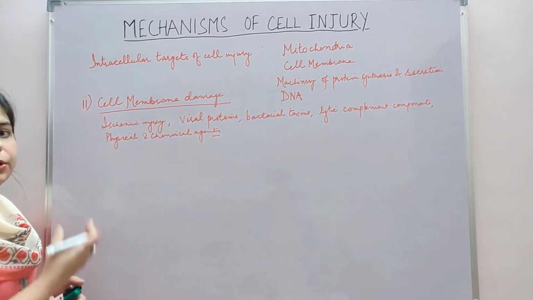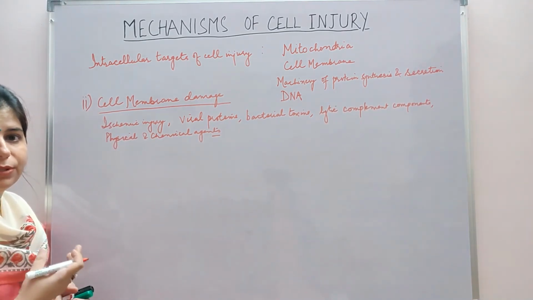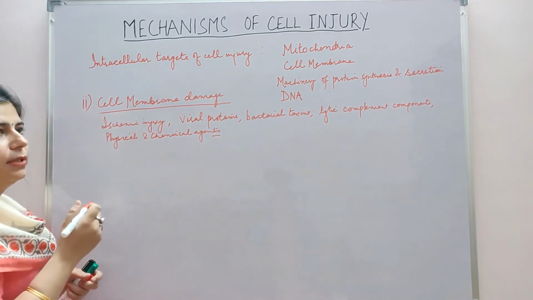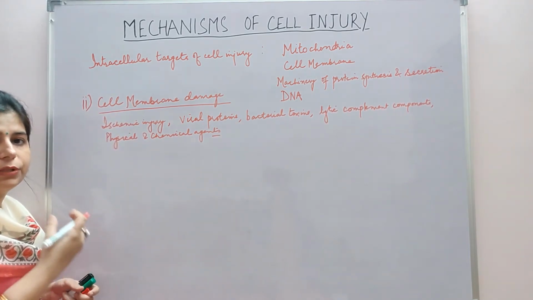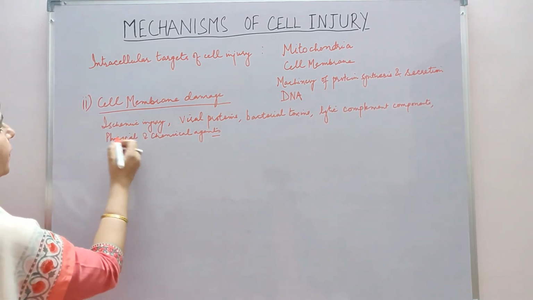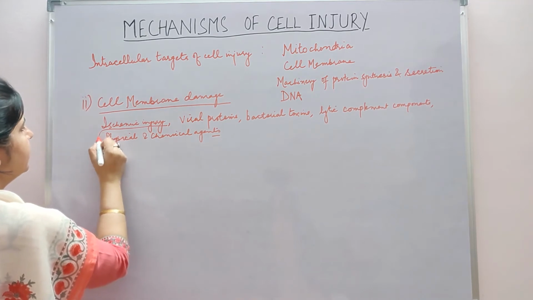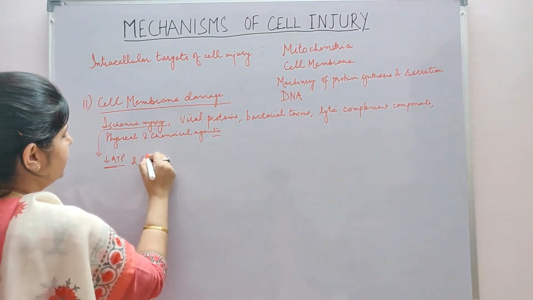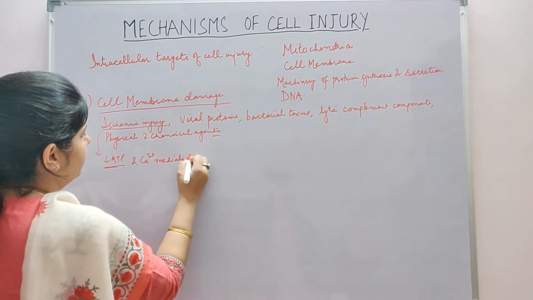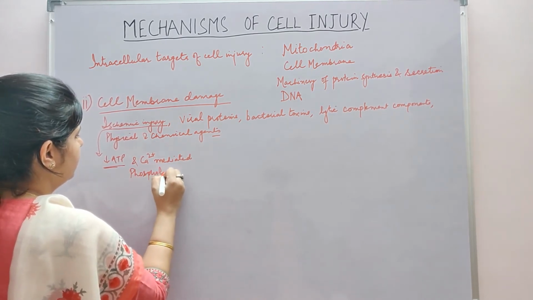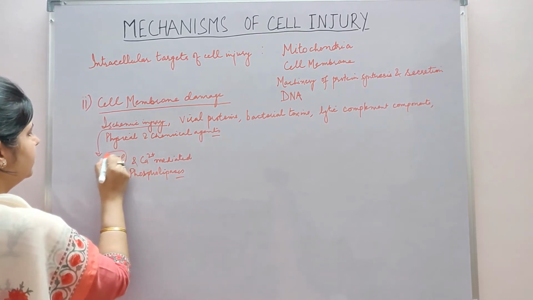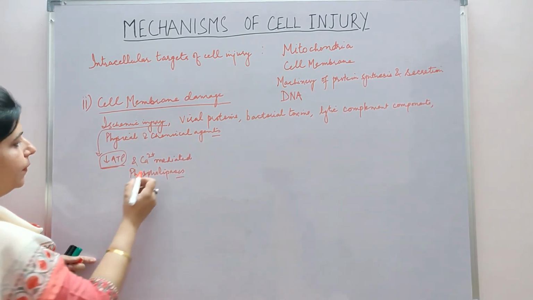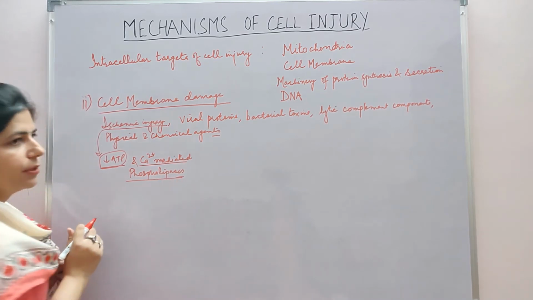In apoptosis, cell membrane damage is not a feature. Cell membrane damage is not seen in apoptosis, but it is a feature in all injurious stimuli which lead to necrosis, cell death by necrosis. So what is happening in ischemic injury? There is depletion of ATP and there is calcium mediated activation of phospholipases. So we have understood why this ATP depletion occurs in ischemic injury. We have studied about it in the mitochondrial damage. So why does this calcium mediated phospholipase activation occur?